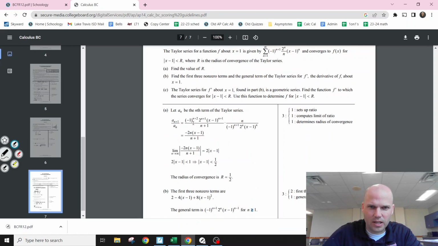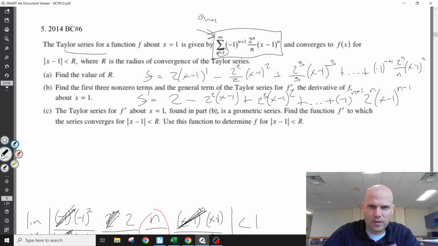I wonder if they did it an easier way. I guess you could take the derivative of this. Honestly, instead of writing out f and then writing out the derivative, you could just have gone straight to the derivative of this and say, oh, this n comes down and you subtract 1. Here's the general term, and then you fill out your terms from there.